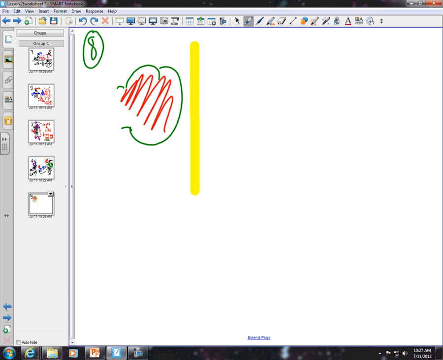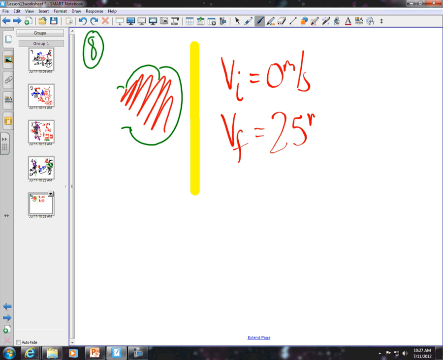And brings it from rest, so it was just suspended there. Brings it from rest up to a speed of 25 meters per second in 0.05 seconds. So we have a couple things. We have the idea that the initial speed is 0 meters per second. The final speed is 25 meters per second. And the time it took is a very short 0.05 seconds.